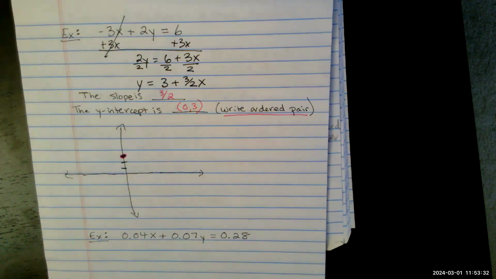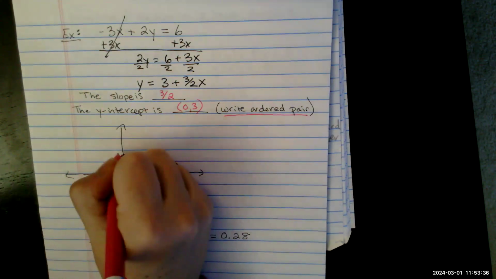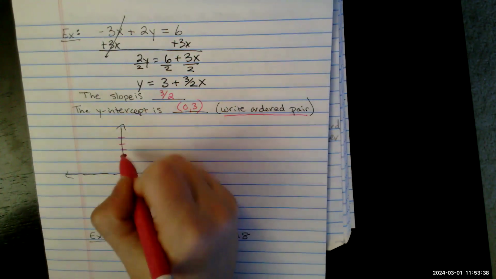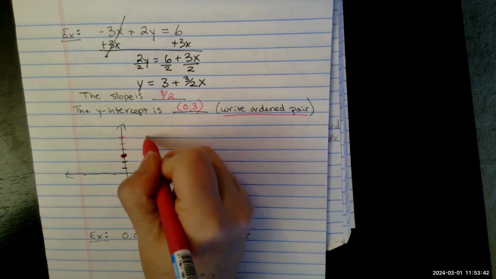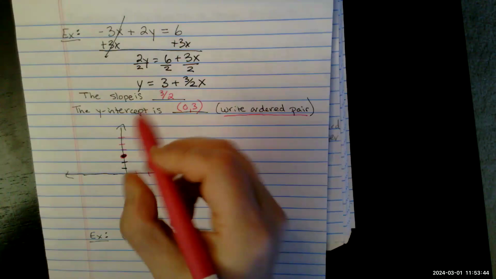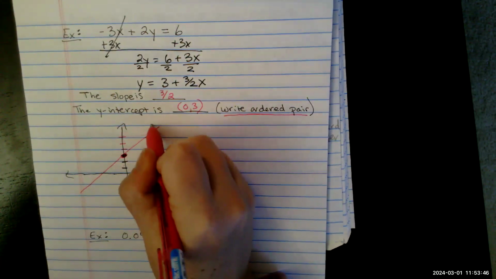Okay? And now if they wanted me to continue graphing this, I would just start from that y-intercept, and I would go up 3, right 2. There's my line.